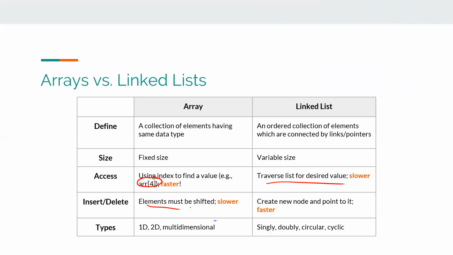If you're going to insert and delete, you have to shift items, just like you had to do for the remove and insert for the arrays. But you'll find that with linked nodes, you can create a new node and just link it in really fast, so it can be faster. And you can make different types of arrays, one-dimensional, two-dimensional, or multi-dimensional. And you can have singly, doubly, circularly linked, and different types of lists like that.